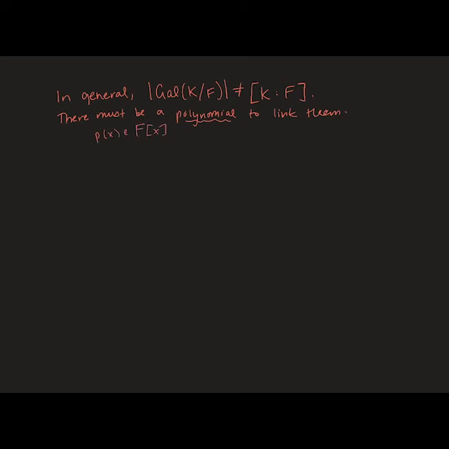We've got to have P of X in F bracket X, where K is the fixed field of P of X. All right, time for an example. We are going to look at the Galois group of Q with the roots of x to the fourth minus 3 over Q. And we're going to let r be the fourth root of 3. So that's one of the roots of this thing.